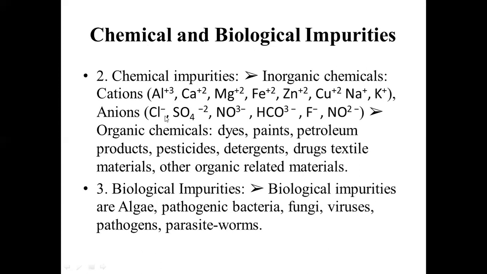Anions are there: Cl minus, SO4 2 minus, NO3 minus, HCO3 minus, F minus, and NO2 minus. All these are responsible for chemical impurities. All this aluminum, calcium, magnesium, and iron 2 plus are responsible for hardness causing salts, and SO4 2 minus, NO3 minus and HCO3 minus are also responsible for hardness. So that's why they come under chemical impurities.